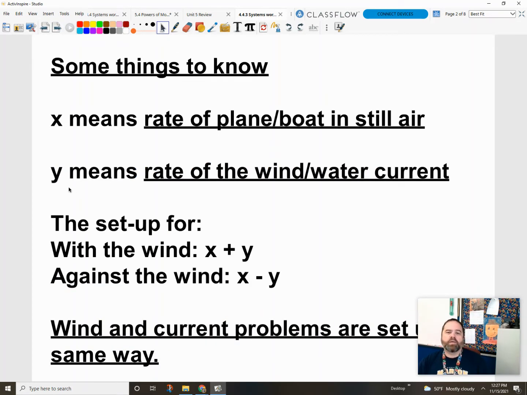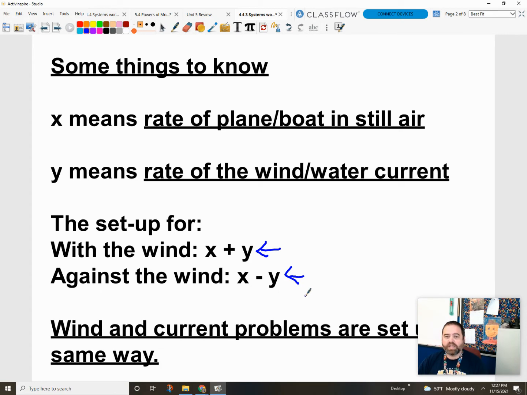Okay, so here's how these are set up. Our vehicle, whether it's a plane or a boat, we're always going to call X, and the wind is always going to be Y. So there are two different things we're going to do here. We're going to have a situation where the wind is pushing us and helping us along. That's our speed plus the wind or the water. And then we turn around and go the other way, with the wind pushing against you, slowing you down.